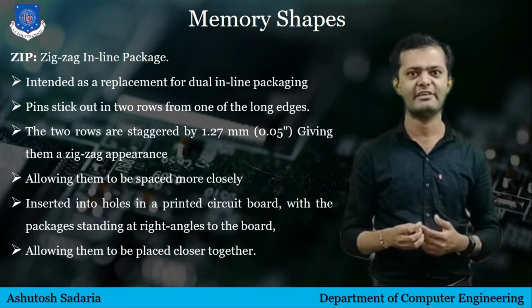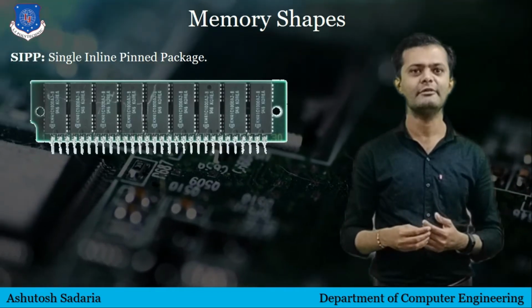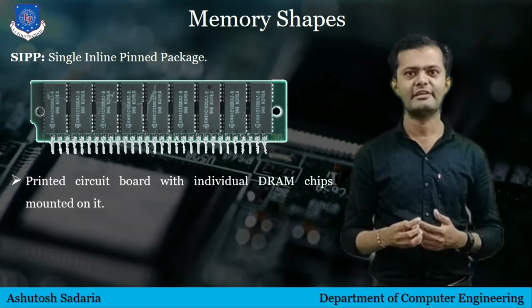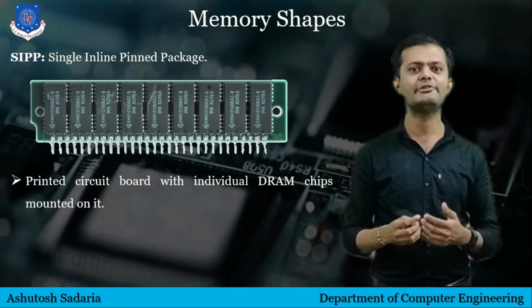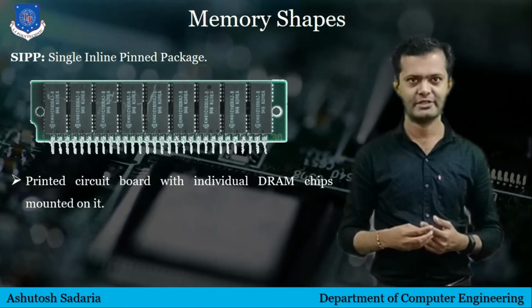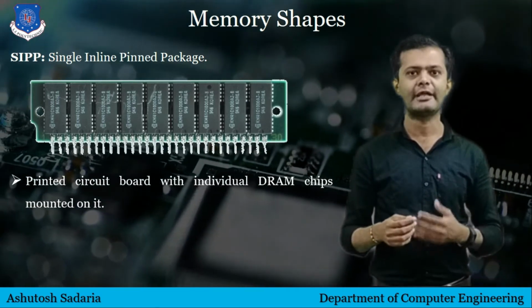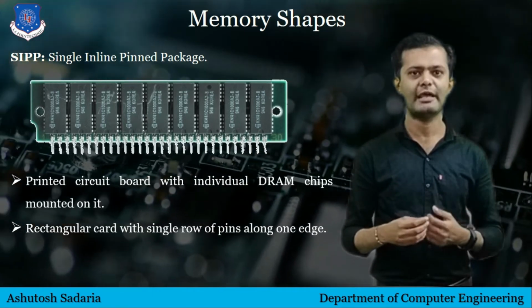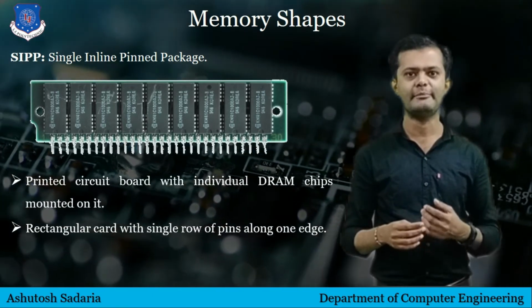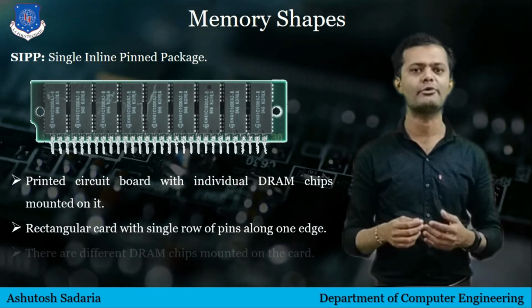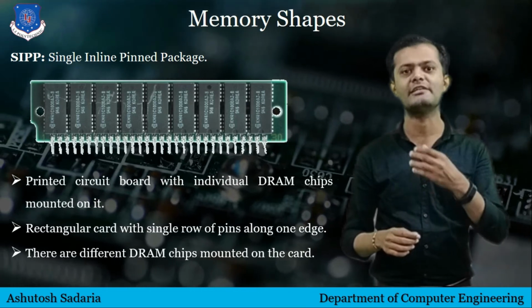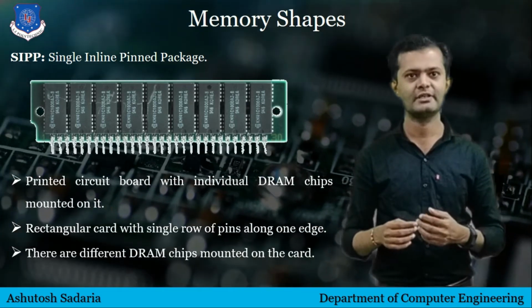The next shape is SIPP, Single Inline Pin Package. One of the first module forms of DRAM, the SIPP, is a printed circuit board with individual DRAM chips mounted on it. A SIPP module looks like a rectangular card with a single row of pins along one edge. As you can see from the image, there are different DRAM chips mounted on the card, and you can see the pins below the card to insert this package into the motherboard slot.